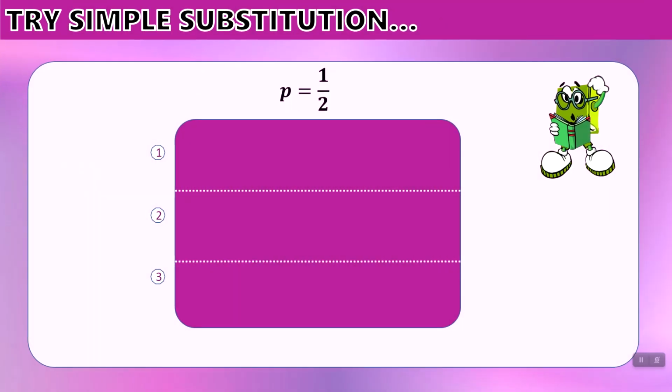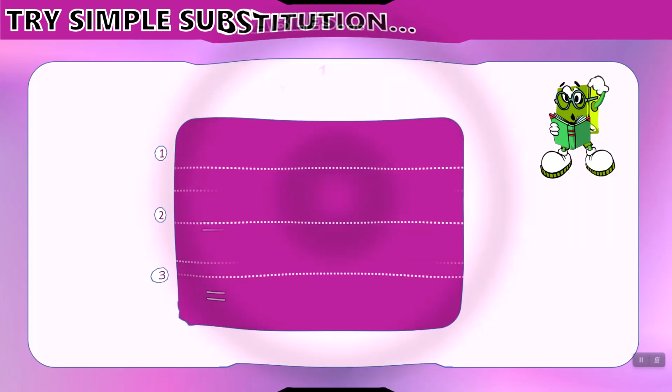How about if p equals a half? What would be the value of 6p? Again, I don't see a sign, and so 6p really means 6 times p. And if we substitute, we get 6 times a half. And we know that 6 times a half is 3.